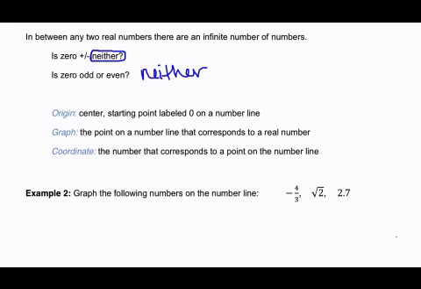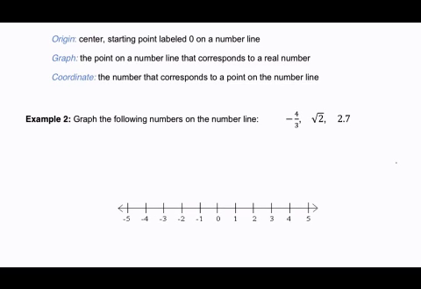Next thing I want to look at is the number line. There are some different terms that we need for a number line. The first is the origin, and that is the center point or 0 on a number line. And when we start graphing, we're going to talk about the origin of a coordinate plane as well. But again, on a number line, the origin is 0.